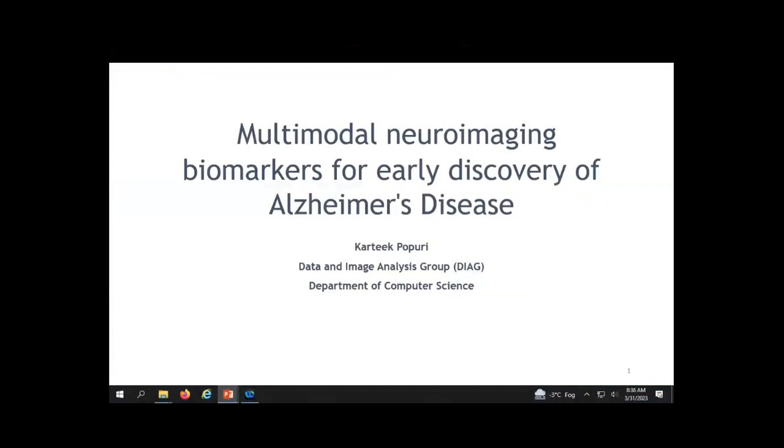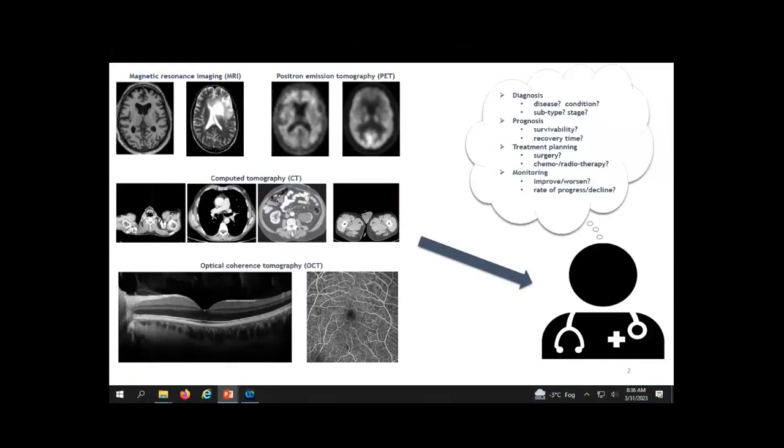My name is Karteek. I'm an assistant professor at the Department of Computer Science, and I run the Data and Image Analysis Group Lab, the DIAG Lab. Today I'm going to kick off this wonderful meeting with a talk on my work, one of my focuses, which is developing imaging biomarkers for dementia diseases like Alzheimer's. I'll first give you a brief overview of what I do in my lab.